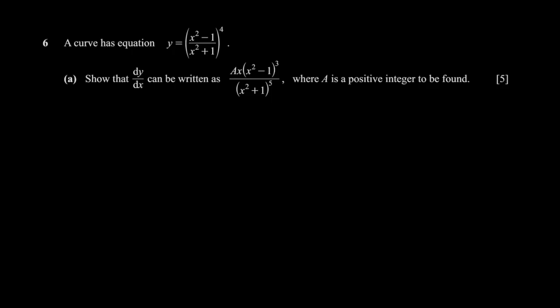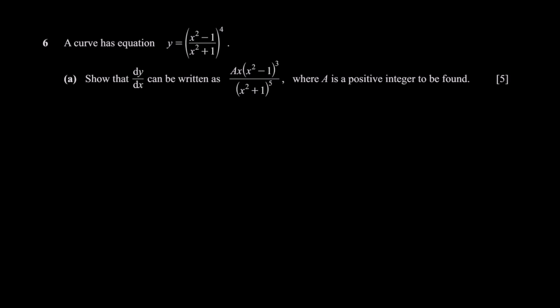Okay, so we're in question 6. A curve has got this particular equation here. We want to show that dy/dx can be written like this, where a is a positive integer to be found. Okay, so this is a little bit of a tricky differentiation to do. Now, there are a couple of different ways that you can approach this.